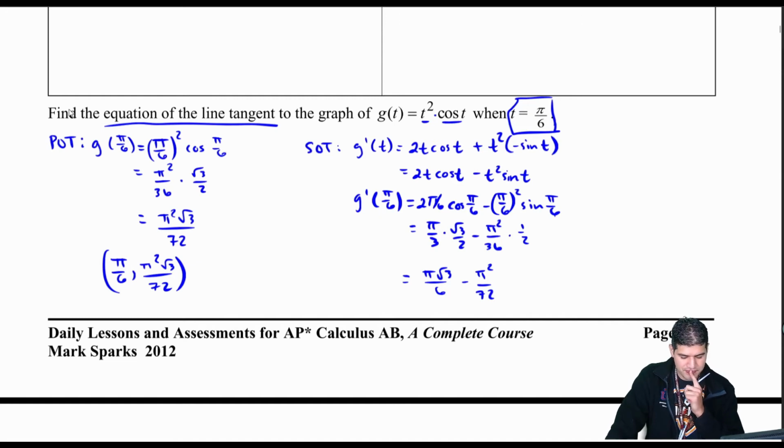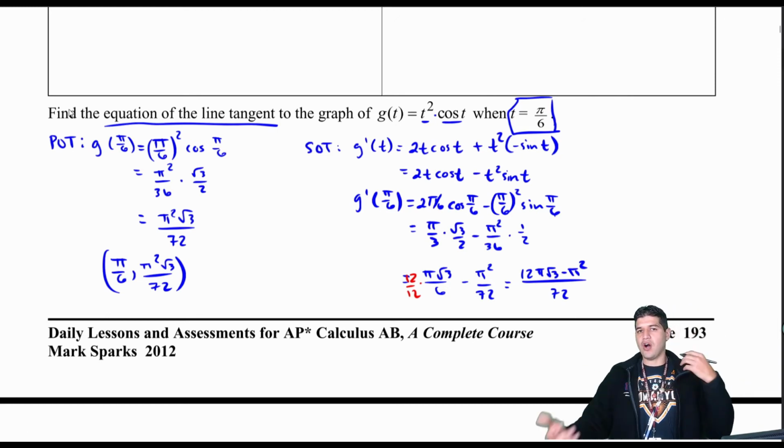Can I simplify this at all? Okay, so if I were to combine everything, if I could multiply this by 12 over 12, then I could combine it all into one fraction, which might be helpful, like just to rewrite it. So again, we're finding that slope value at pi over 6, so that's going to be 12 pi times the square root of 3 minus pi squared all over 72.